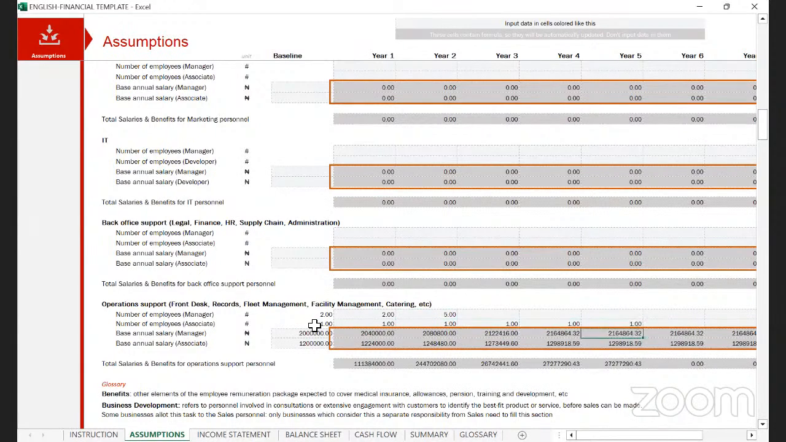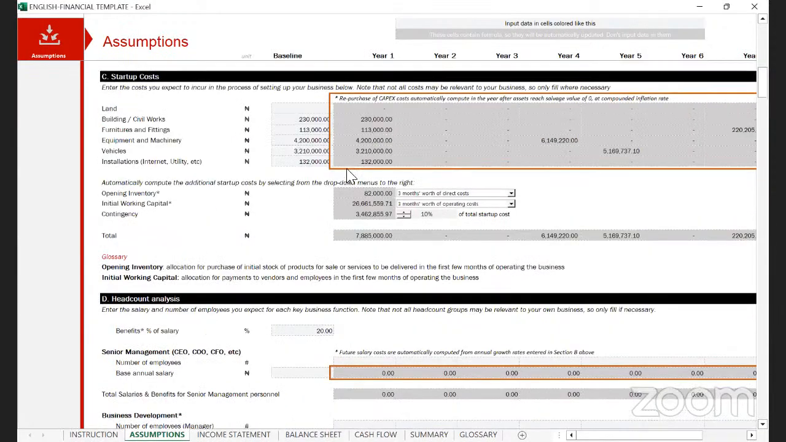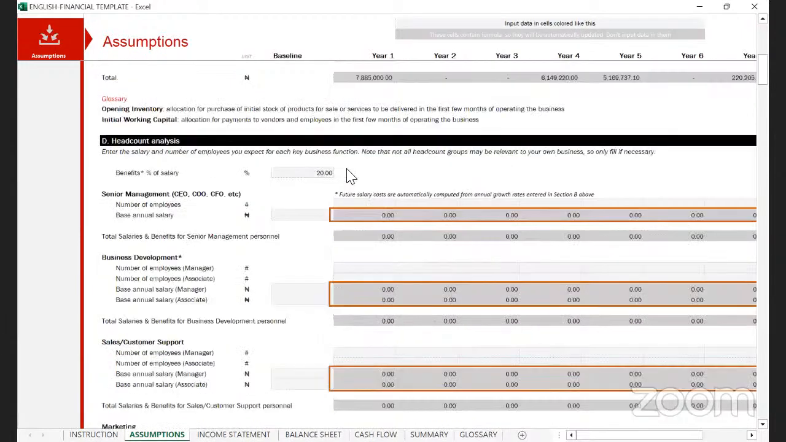I've also projected that the base annual salary for the manager is 2 million naira. Base annual salary for the associate is 1.2 million. And these dark gray sections, you don't have to fill them because once you enter the number, like I'm going to change this number from 1.2 million to 500,000, you would see that the number changes automatically. This number is already calculating based on the information that you provided as the salary growth rate. So you do not need to fill it.